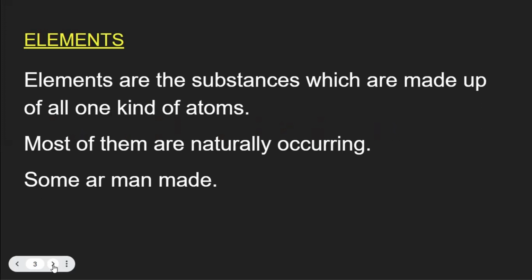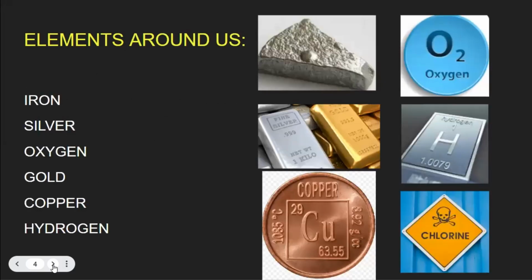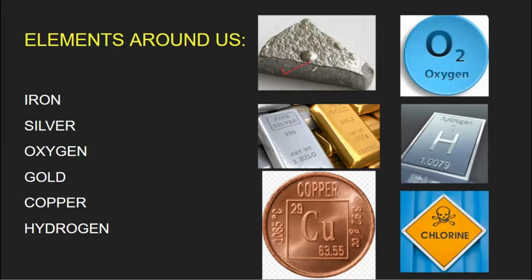Elements are the substances which are made up of only one kind of atoms. They are naturally occurring substances, most of them, but some are man-made. So you can see what are the different elements we find around us. You can see that this is a piece of iron. There are many iron objects in our home: iron gates, iron grills, keys, locks. They are all made up of iron, and iron is an element.